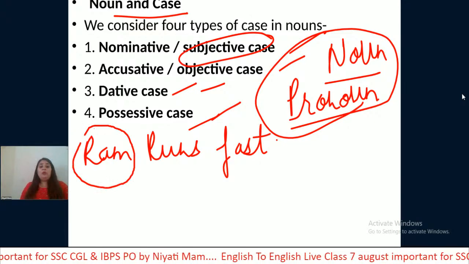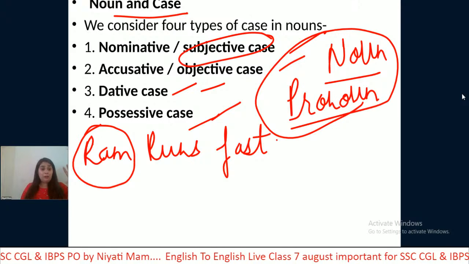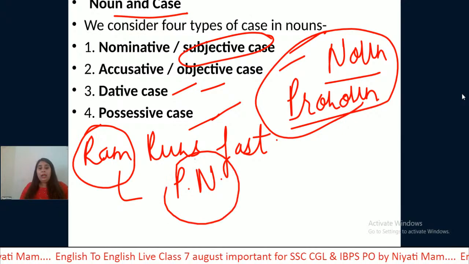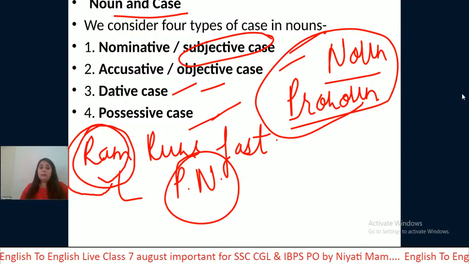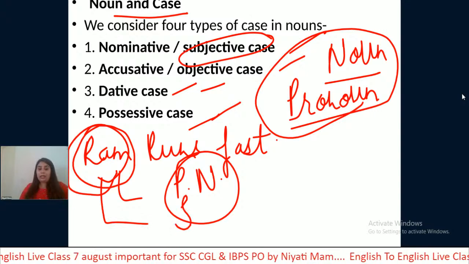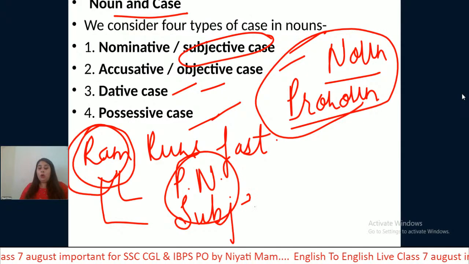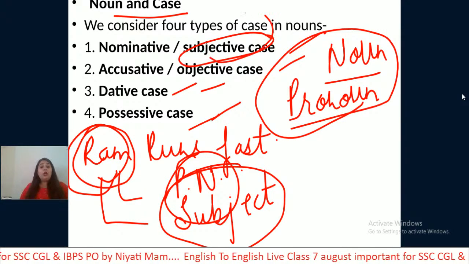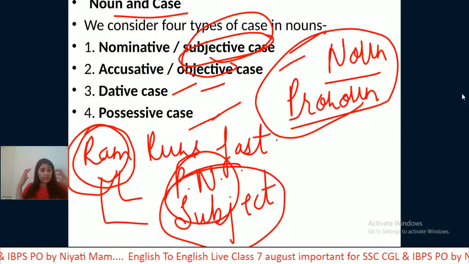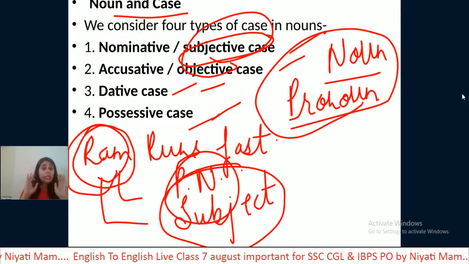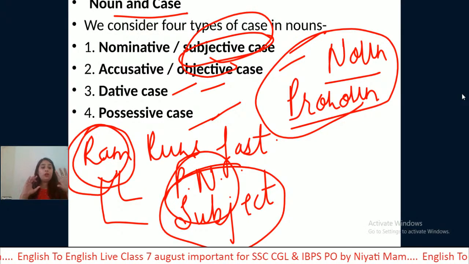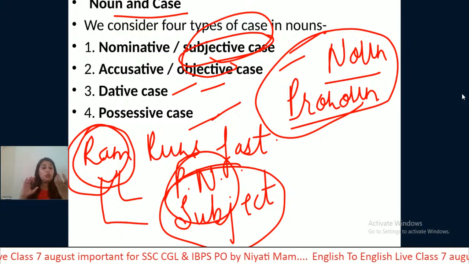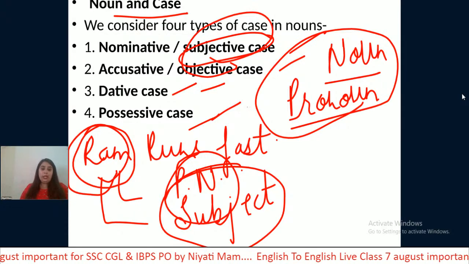So I'm talking about a particular person. Ram is the name of a particular person. So Ram is what here? Proper noun. And how is Ram behaving in the sentence? It is working as the subject of the sentence. This is what the subjective case defines. The subjective case defines that a noun can be used as the subject of the sentence, right?